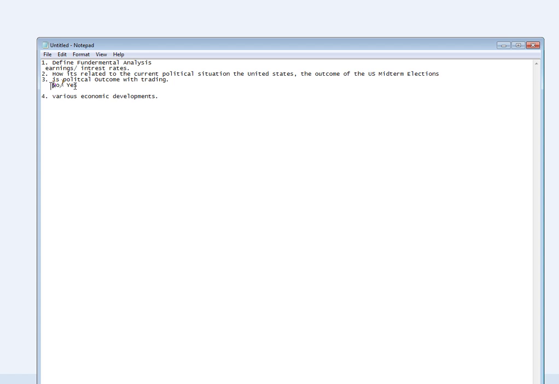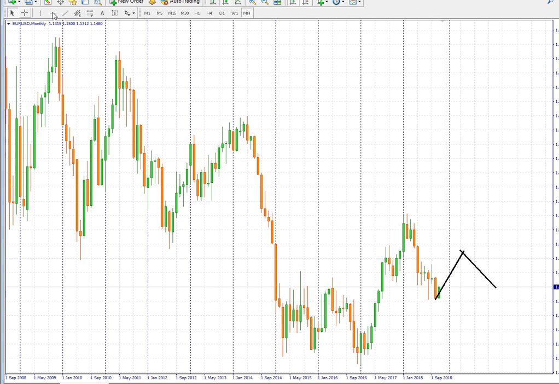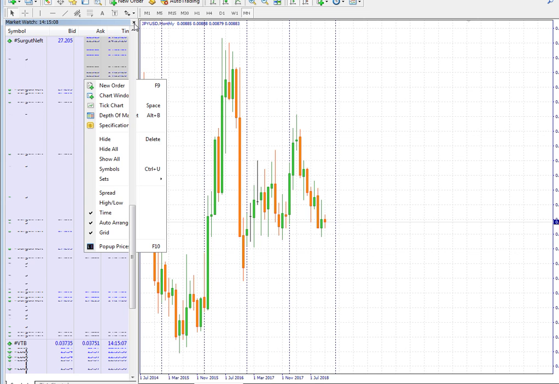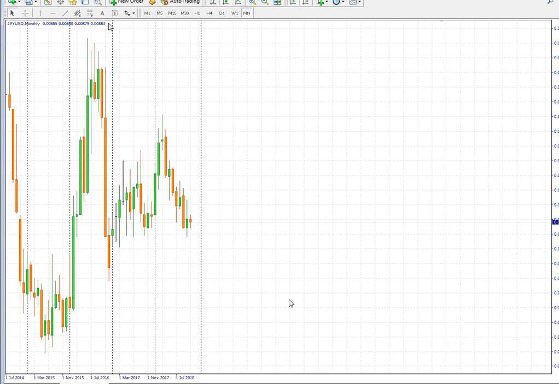Like if we have this index here, assuming I'm looking at SP 500, hide all. Sorry, SP 500 should be somewhere here.